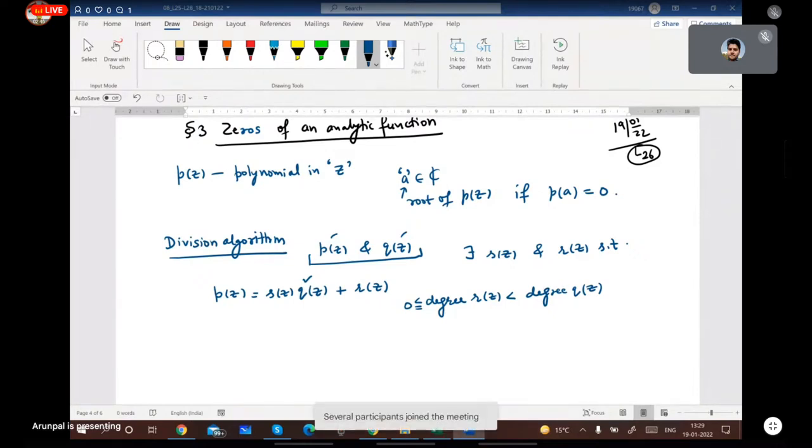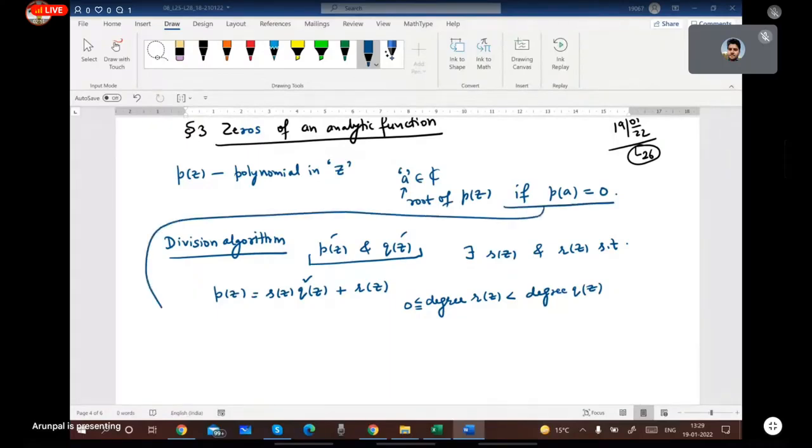So, class, take a note. If you have this situation, if a is a root of p, class, then the value of r at a also turns out to be, sorry, 0. You don't have any remainder. Am I right, class?